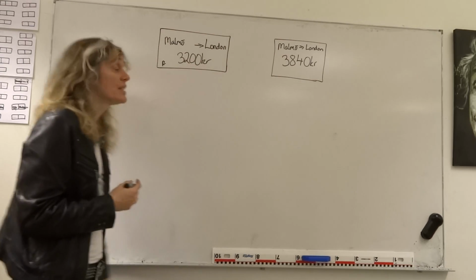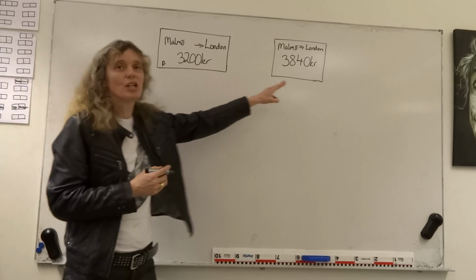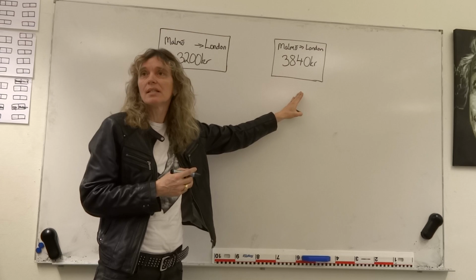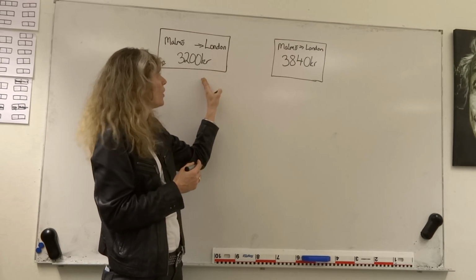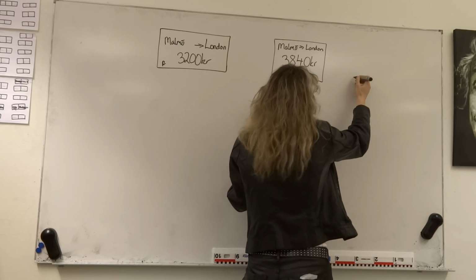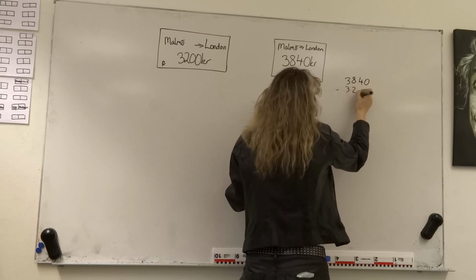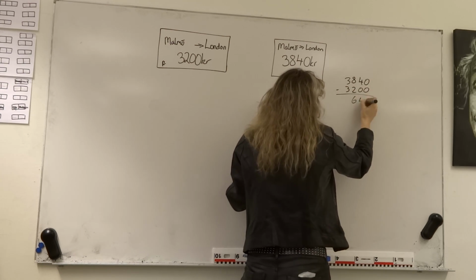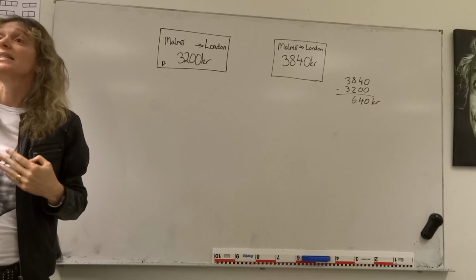So one interesting thing to know here: what is the percentage increase? We can see how much money it is very easily, can't we? It's increased from 3,200 to 3,840. So in terms of money, that's quite easy to work out. 3,840 minus 3,200, most of you can see it in your heads. It's a 640 krona increase. But what is it as a percentage?